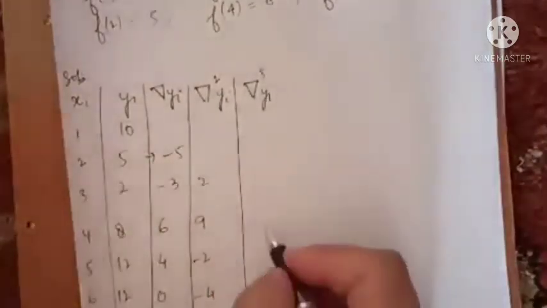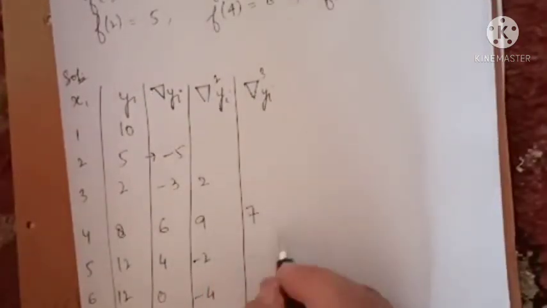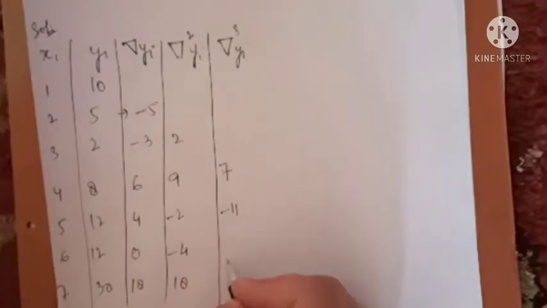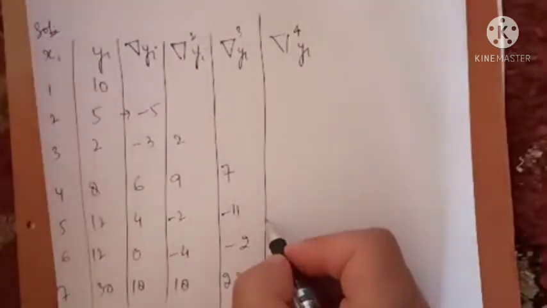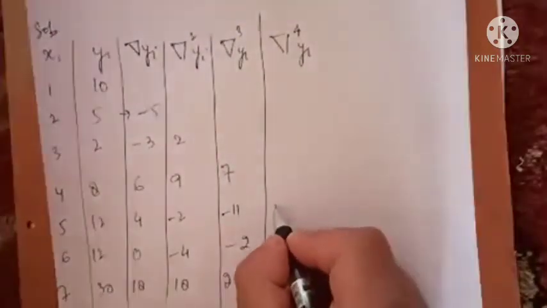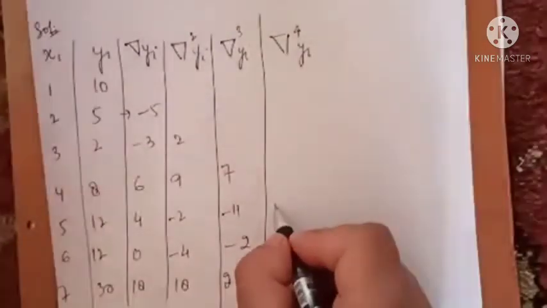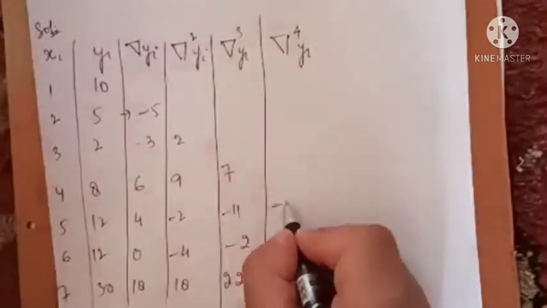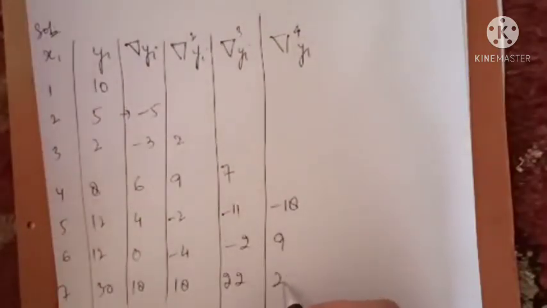Further we can subtract the values. 9 minus 2 is a 7, minus 2 minus 9 is a minus 11, minus 4 minus minus 2 is a minus 2, then this is a 22. Delta 4 yi, because further we can make minus minus 7, that will be a minus 18, 11, yes, minus 18. Okay, this will be a 9 and this will be a 24.